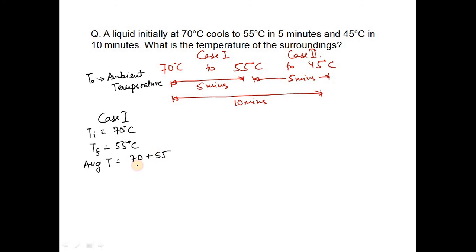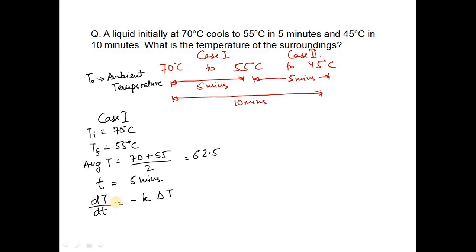(70 plus 55) by 2, so that will be 62.5. Okay, average temperature 62.5. What is the time? Small t is the time taken, 5 minutes. Okay, so dT by dt is minus k del T.